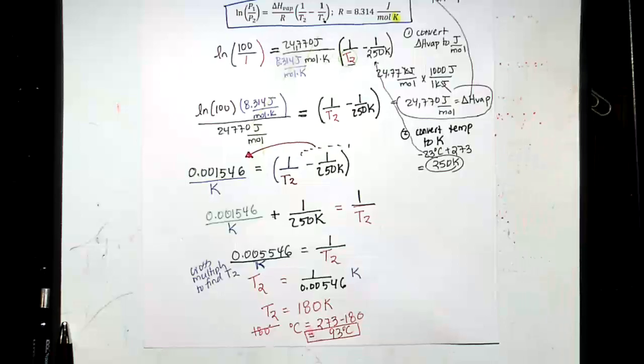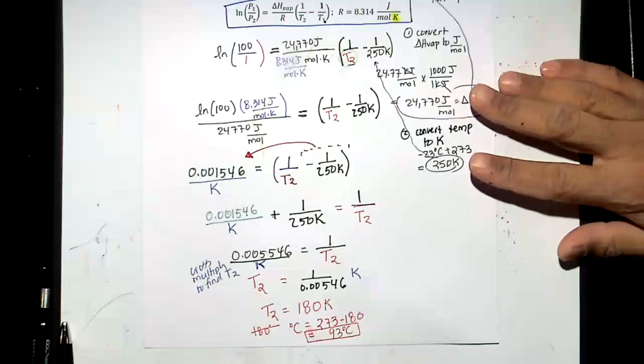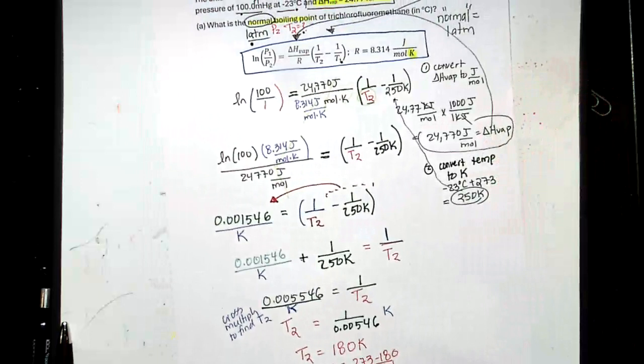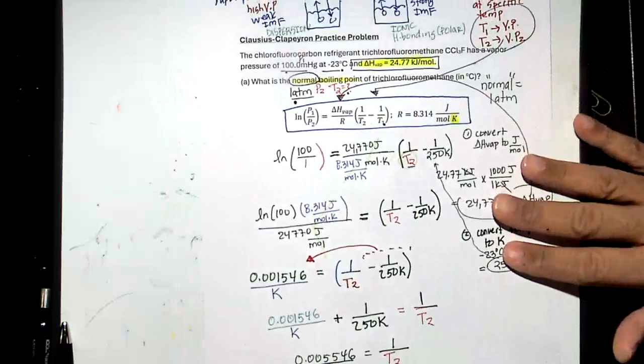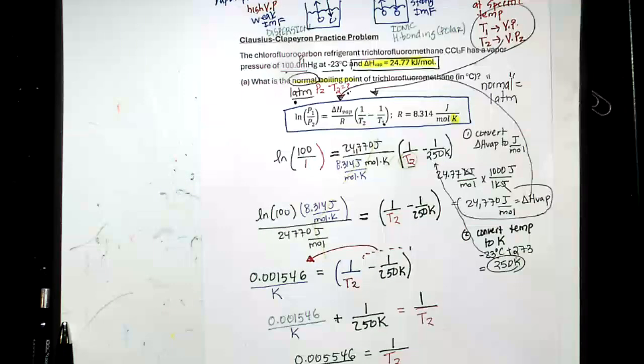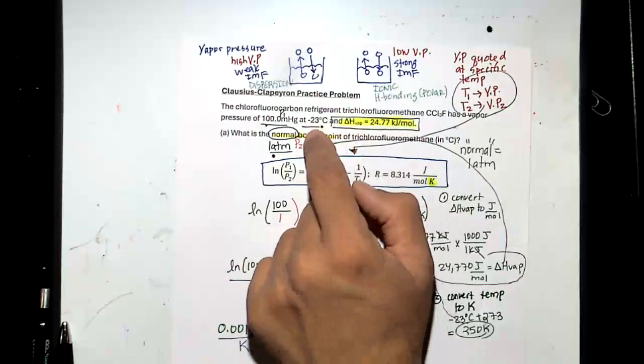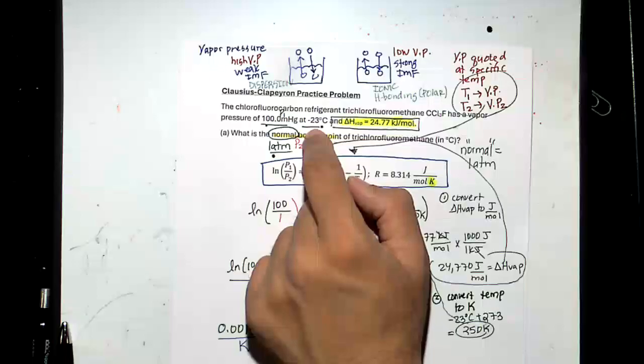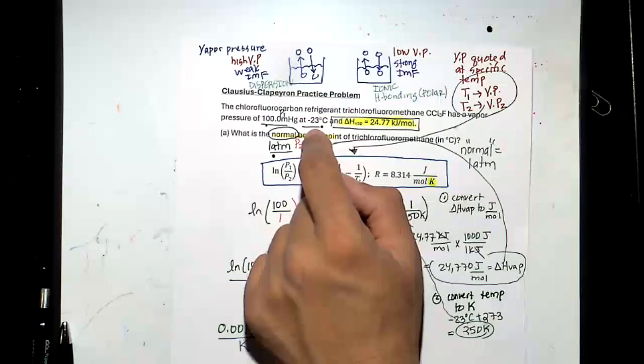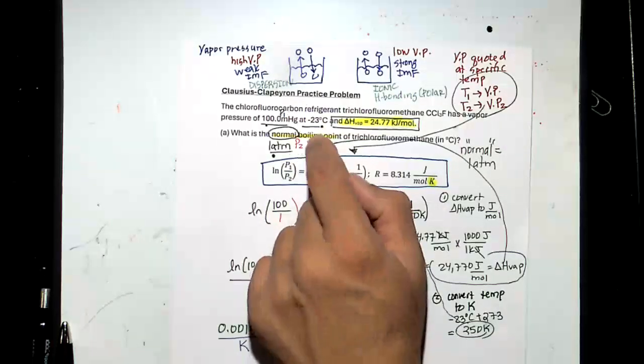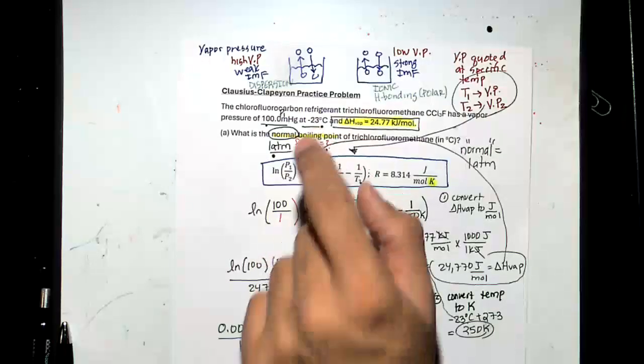Okay, let's ask another variation of this problem. The question is, what will be the vapor pressure not at minus 23 degrees C, but 23 degrees C, room temperature? Okay, what will be the vapor pressure at room temperature, which I'm going to call 23 degrees C? Can we do that problem? All right, let's see if we can do that.